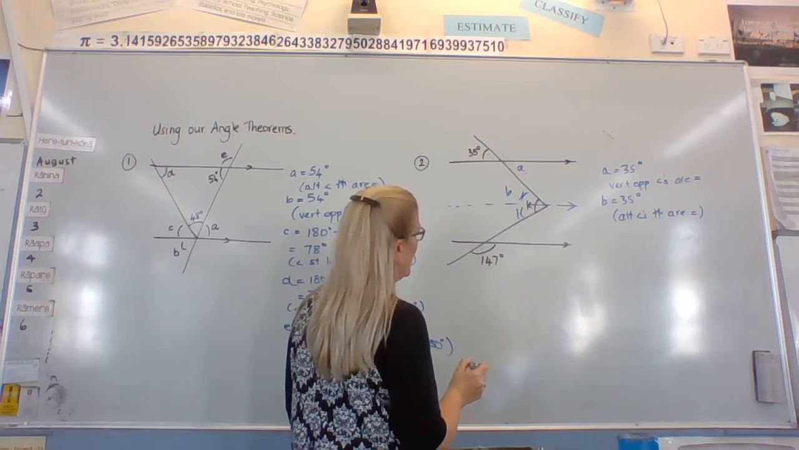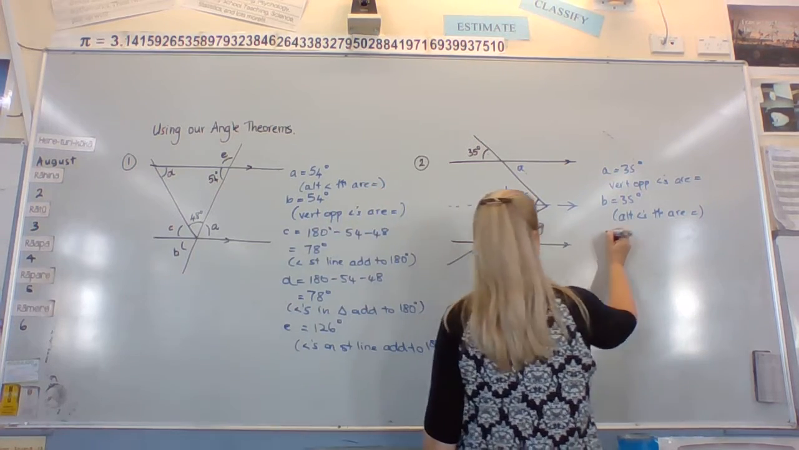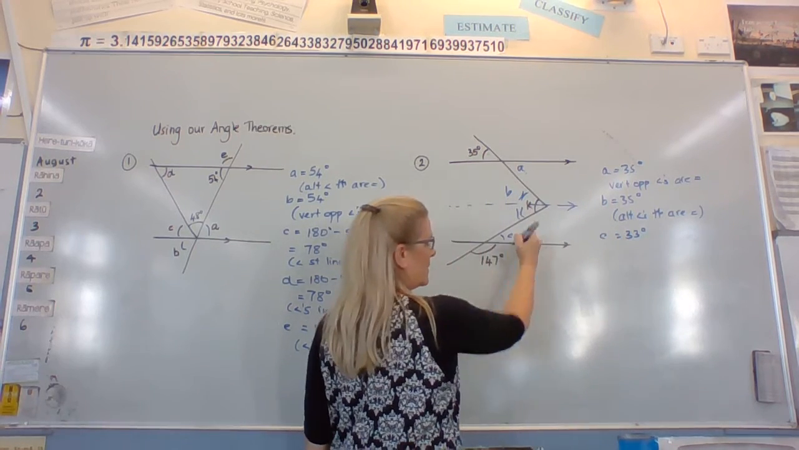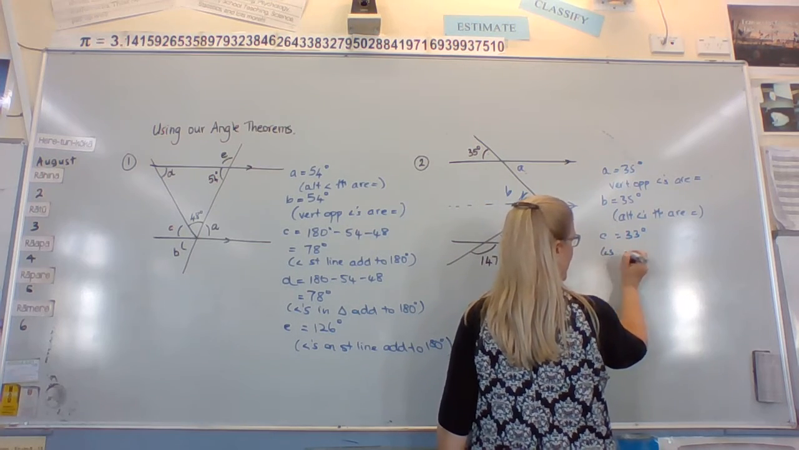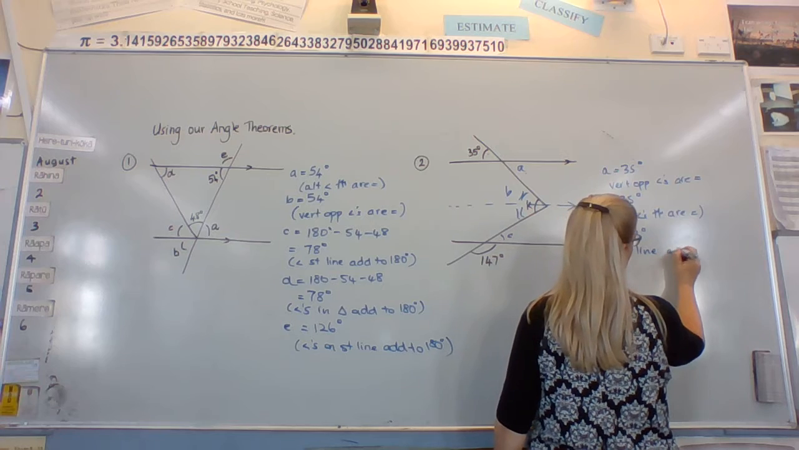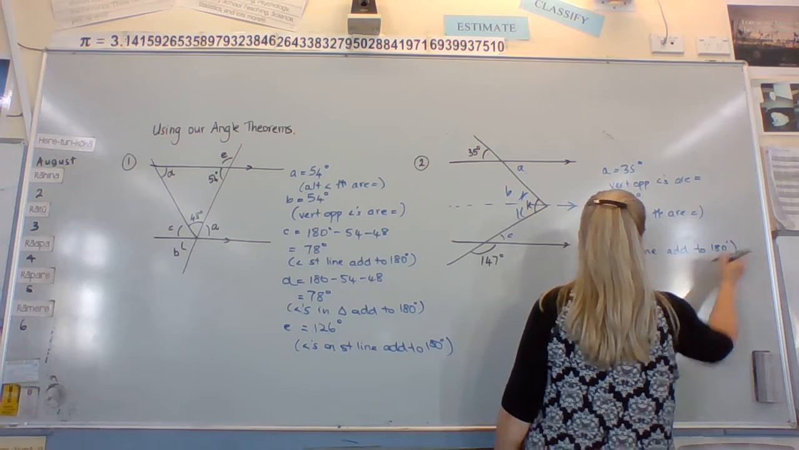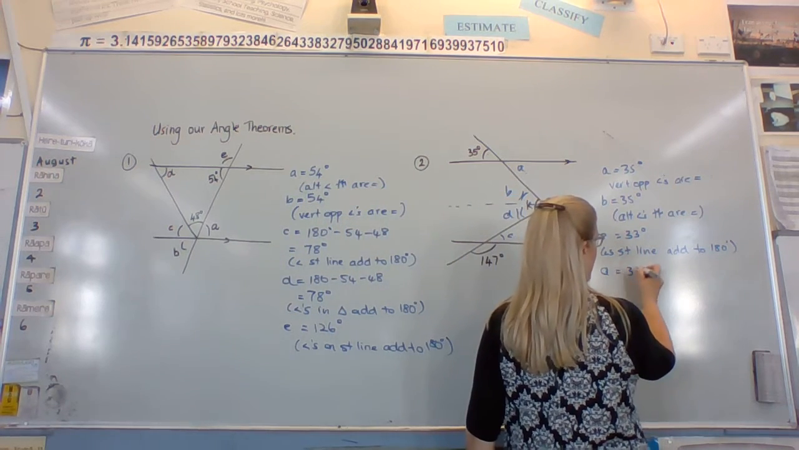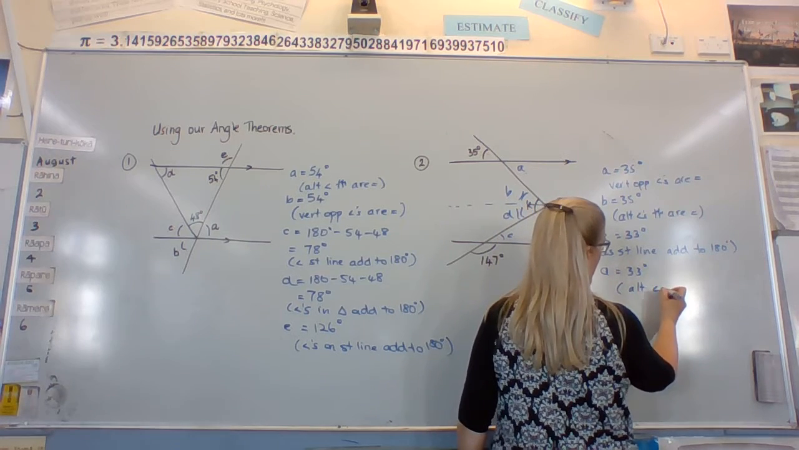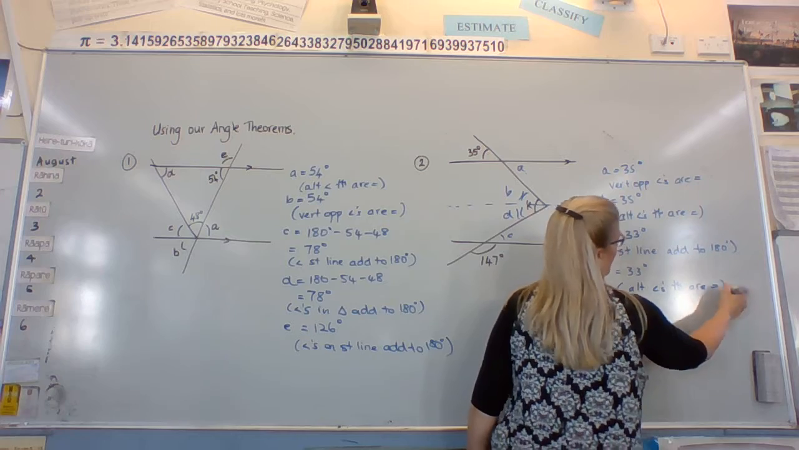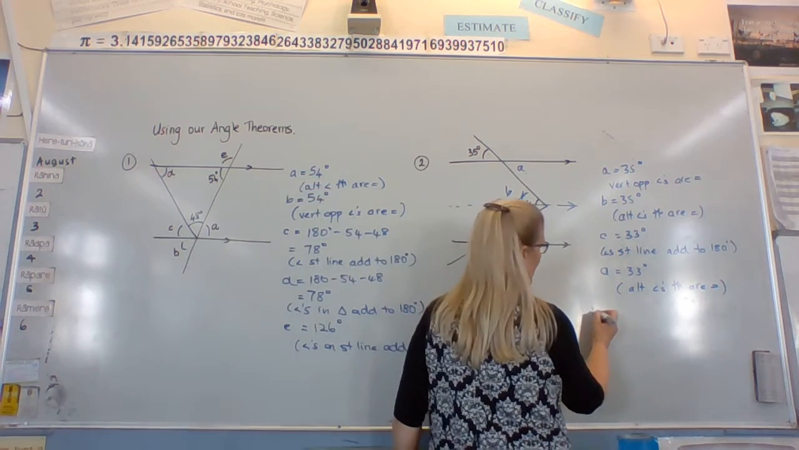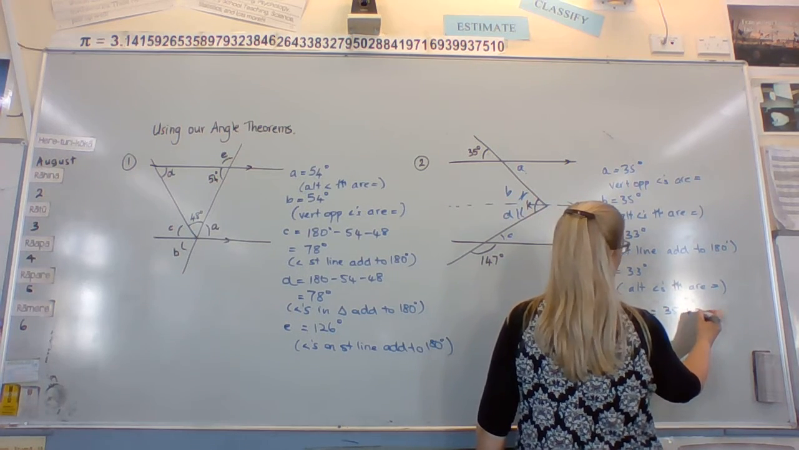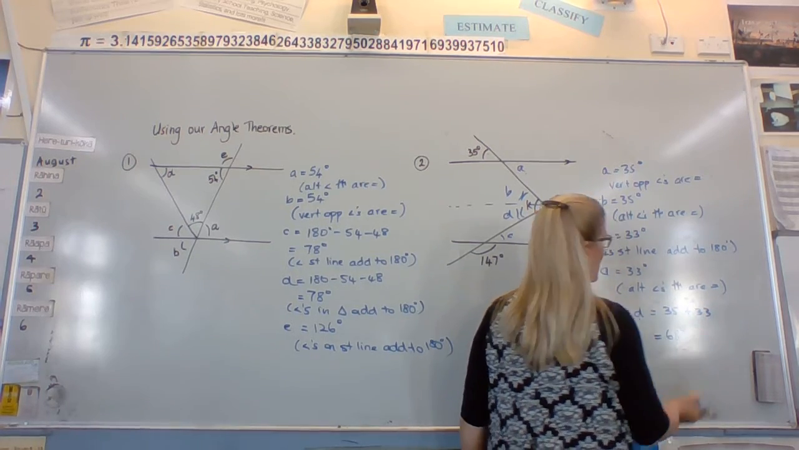Then I could go to here and say C equals 33 degrees because angles on a straight line add to 180. And therefore D is 33 degrees because they're alternate. And then K is equal to B plus D, which is equal to 35 plus 33, which is 68 degrees.